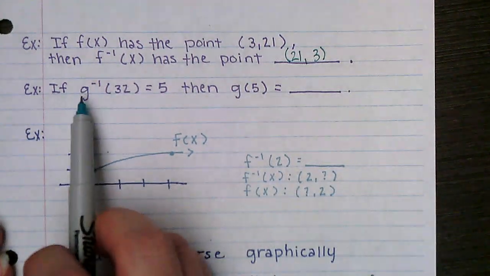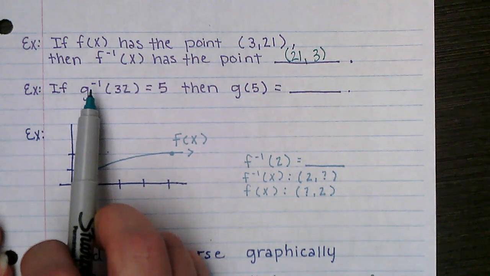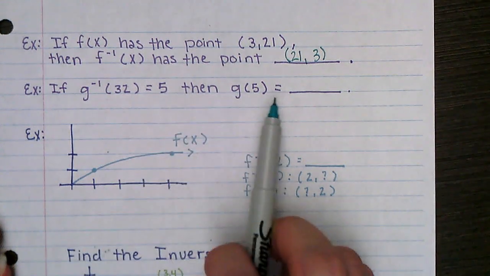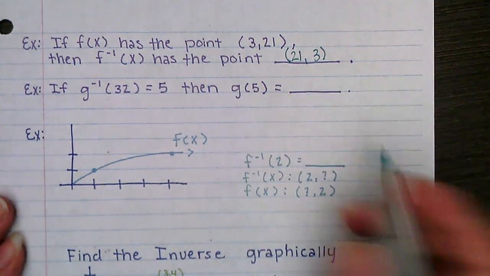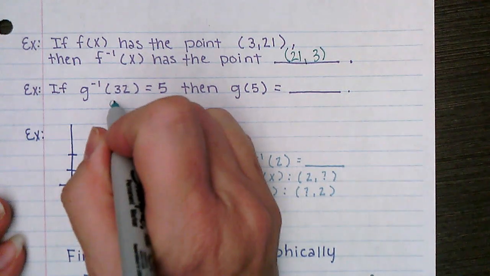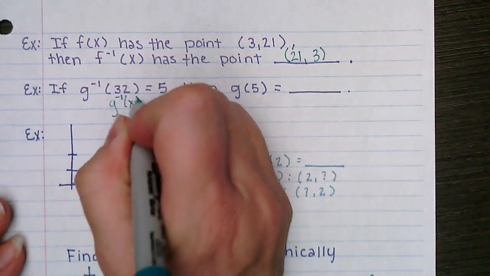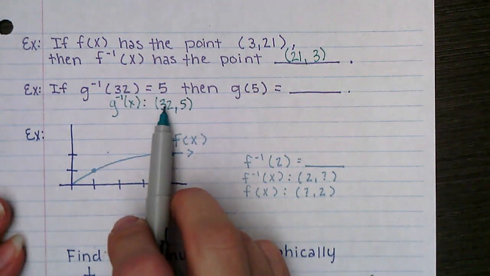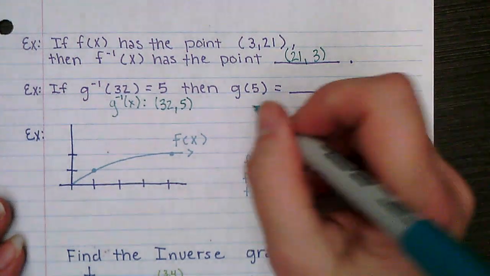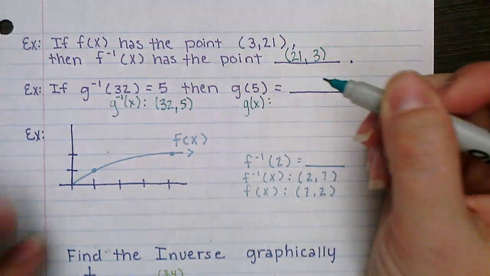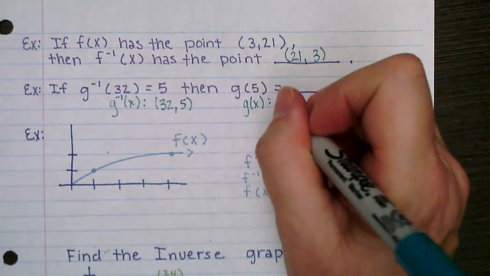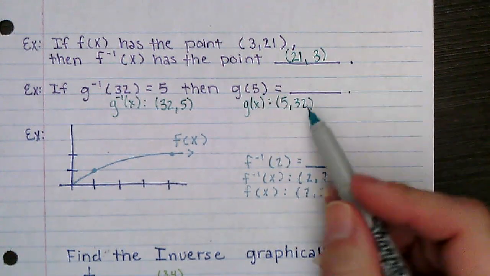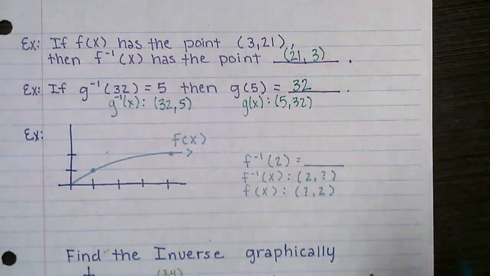Okay? If the inverse function, this is the inverse function to g of x, the inverse function at 32 is equal to 5, then g at 5 would be equal to what? So basically, this gives us on the inverse function an ordered pair (32, 5). So the input for the inverse function is 32, the output is 5. But then on g of x, remember that the x's and the y's switch places. So this would be (5, 32). So now my input is 5, which matches that, and my output is 32. So g of 5 would be 32.